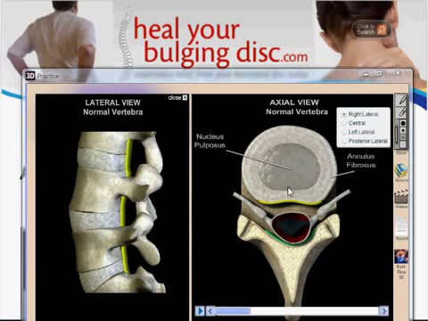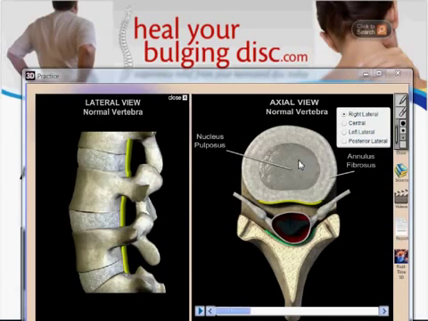Now, if you look over here at the image on the right, this circular thing here, this is the disc itself, and this is what a normal disc looks like. And what you can see is that on the outside, you've got this strong outer covering, which we call the annulus fibrosus. And then in the center, there's a jelly-like center, and it's called the nucleus pulposus.